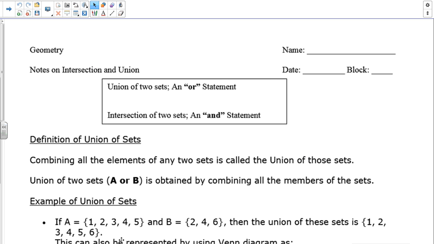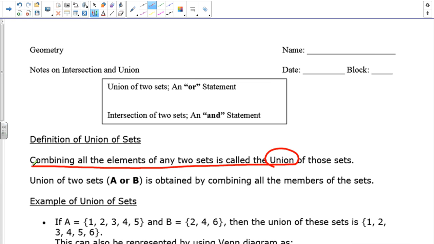Now we're going to talk about intersection and union. We've actually already done this with our Venn diagrams. I'm just introducing a new word. So when we combine all of the elements, that's called a union.